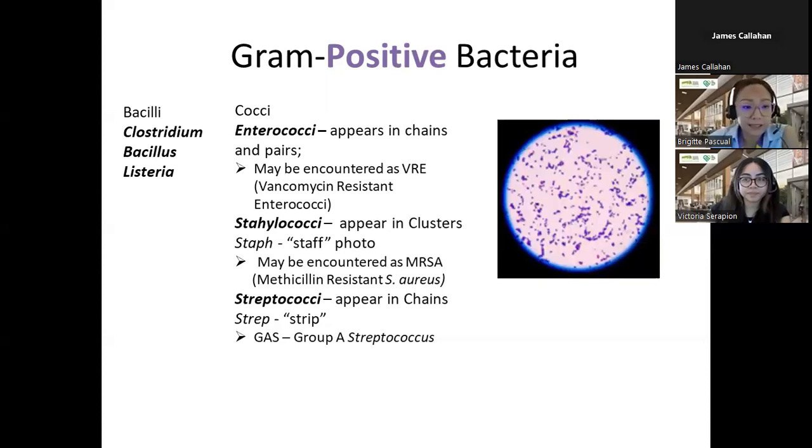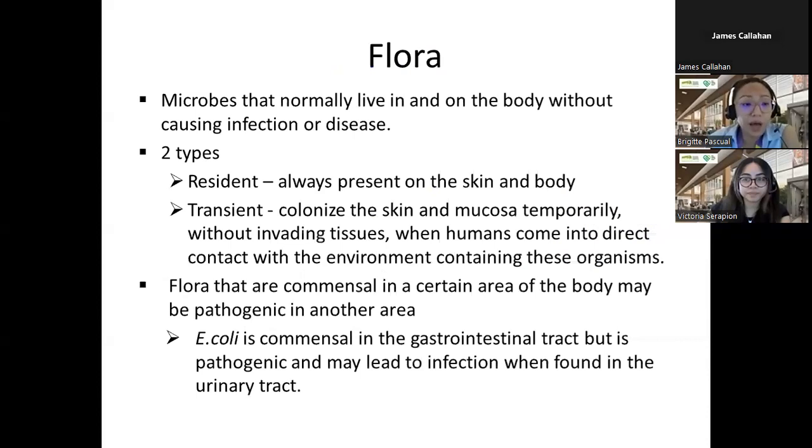Flora are microbes that normally live in and on the body without causing infection or disease, and there are two types. Resident flora are always present on the skin and the body, whereas transient flora colonize the skin and mucosa temporarily without invading tissues.